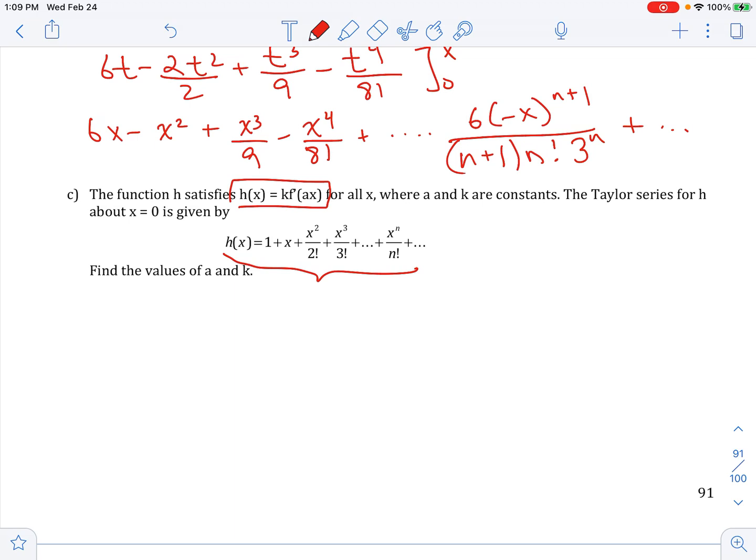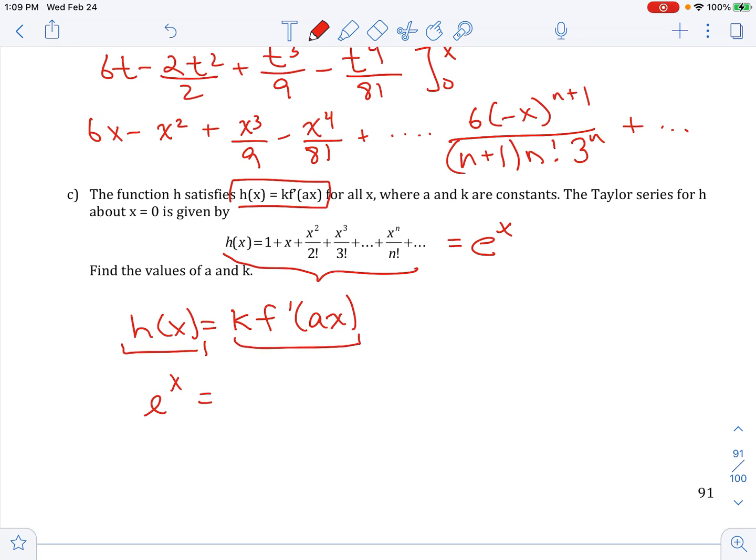Okay, so there's a couple ways to do this, but first thing you should notice is they actually give us the series for h, and if you look at the expanded notation, notice that h of x is really e to the x, right? This is just the series for e to the x. So they're telling us that h of x is really k times f prime of ax. Well, I know this is e to the x. We just saw that from above. I need to figure out what this is.